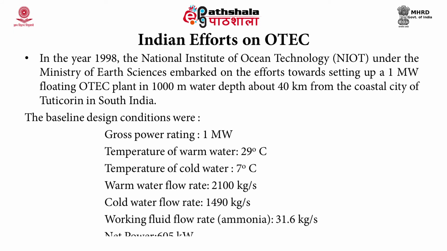The baseline design conditions of this plant were a gross power rating of 1 megawatt, a warm water temperature of 29 degrees centigrade, and a cold water temperature of 7 degrees Celsius. The warm water flow rate was 2100 kilogram per second, while the cold water flow rate was 1490 kilogram per second. The working fluid flow rate was 31.6 kilogram per second. They got a net power production of 605 kilowatt.